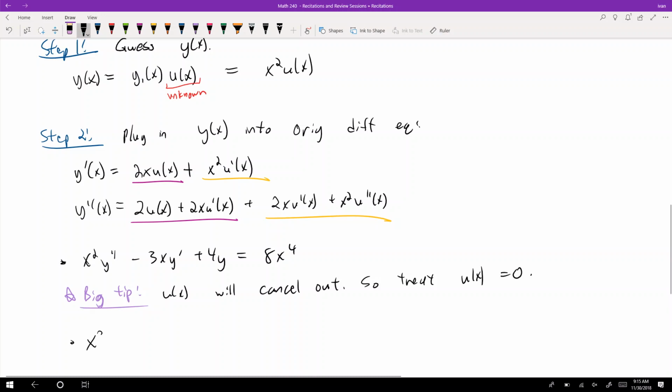So we have x squared. Well, for y double prime, I'm not going to plug in this u of x term here. I'm just going to plug in everything else. And so what is that? That's 4x u prime of x. So I'm going to combine the middle two terms. Plus x squared u double prime of x.